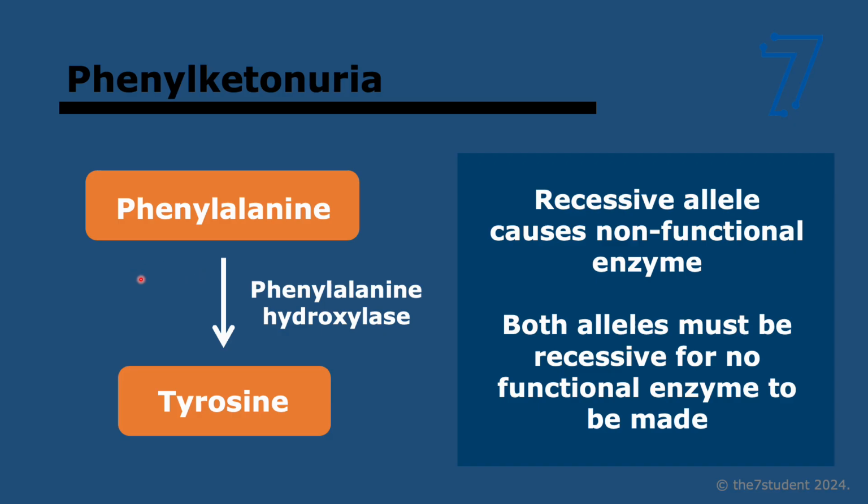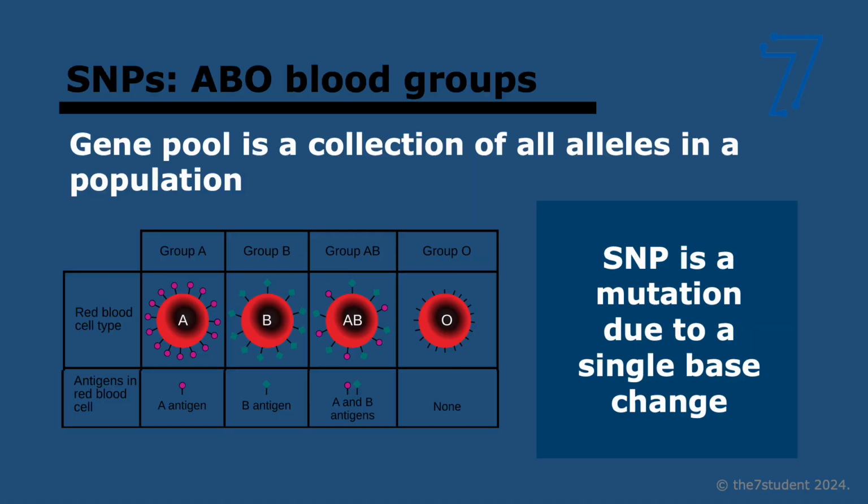Okay, and prevention for this is people who have it can just consume a low phenylalanine diet so that, again, you don't have too much, which would be bad. Okie dokie. Next thing, SNPs. Don't worry about this diagram yet. It's in the next slide.